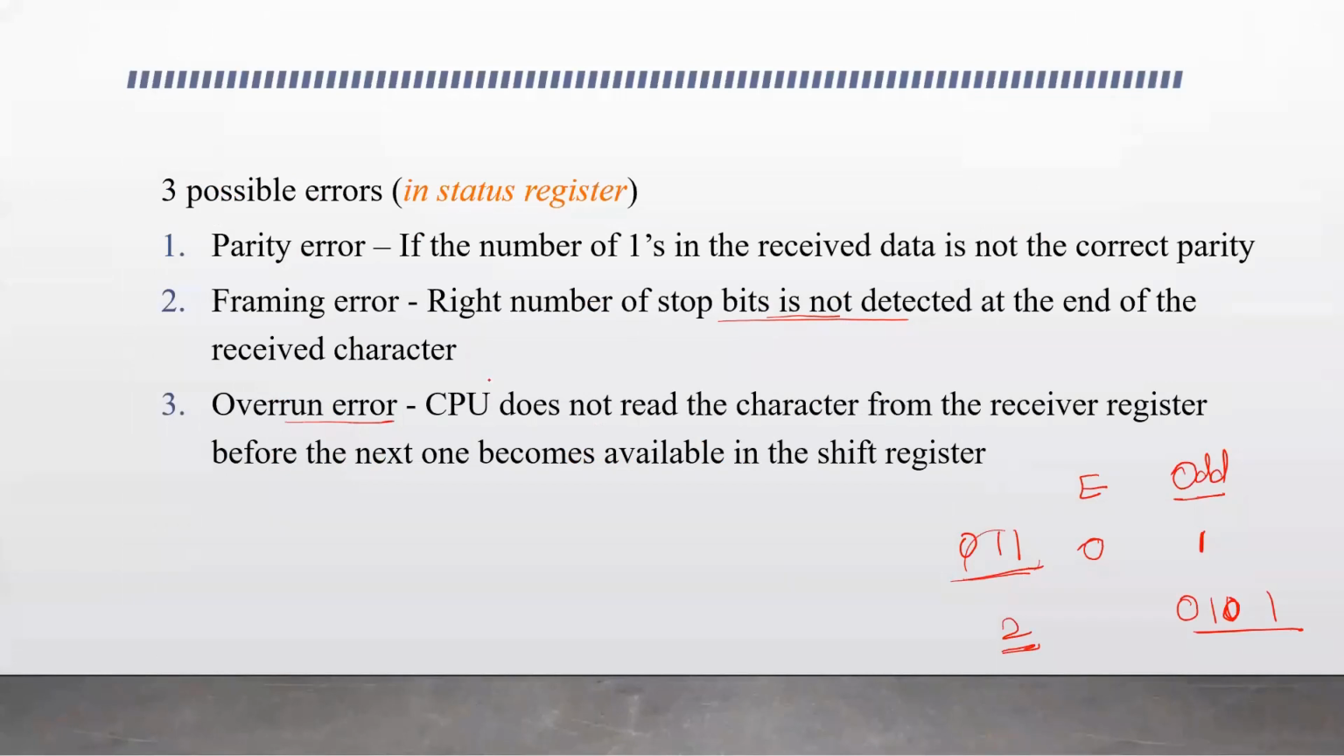So these are the possible errors. Parity error: the number of ones in the data is changed, when the data is not in the correct parity used. Framing error: the right number of stop bits is not detected. Overrun error: when the CPU does not read the data from the receiver register before the next data is available in the shift register.